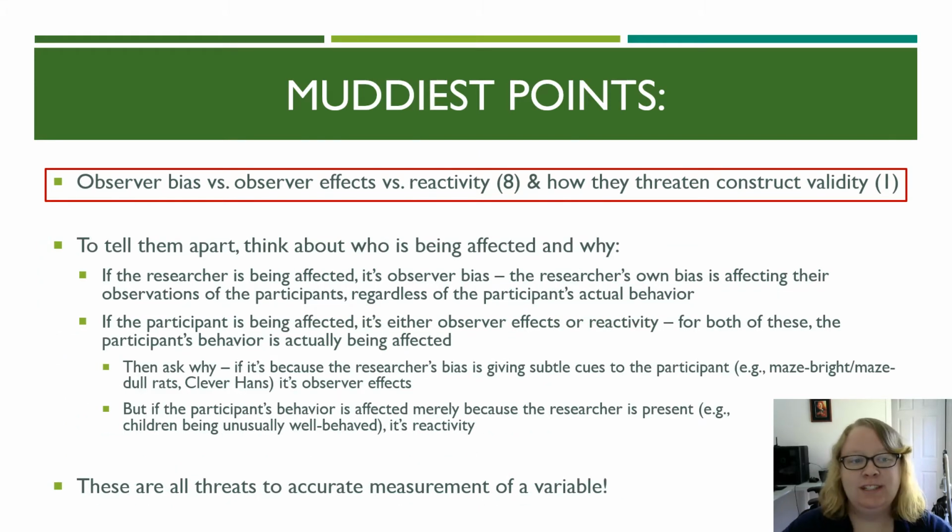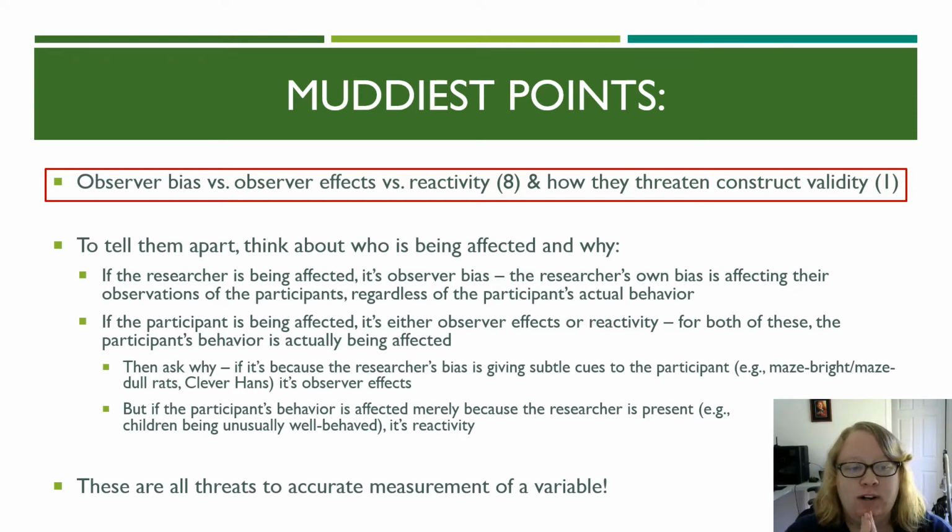All right, so for observer bias versus observer effect versus reactivity, how to tell them apart, it might help you to think about who is being affected and why are they being affected. Because remember, these are all biases that come into play when researchers are making observations as a way of measuring some variable, like measuring helping behavior, or in the article you read, measuring territoriality, staying longer in a parking spot. And so because they are observations, they are subject to these biases. You have to be careful about whether these biases are affecting the measurements.